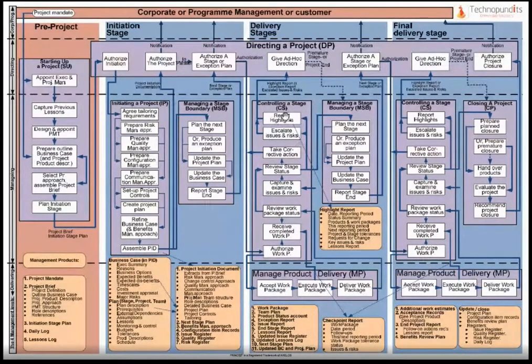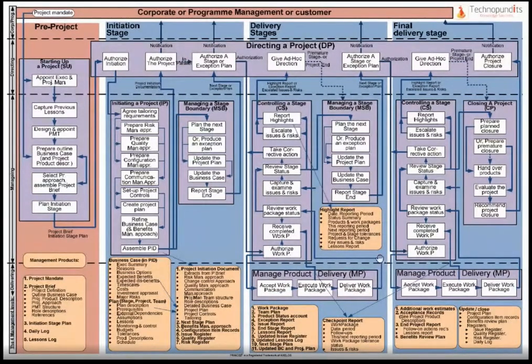Now, as part of controlling a stage, the project manager will report highlights, escalate issues and risks, take corrective action wherever required, review the status of a stage, and capture and examine issues and risks. The work package which is given to the team manager will be reviewed, the completed work package received, and then finally plan for the next stage when all the work packages for that particular stage are complete. So as part of this one stage, you've got three processes running together: controlling a stage, managing product delivery, and managing stage boundary. All three processes run hand in hand in this particular stage.